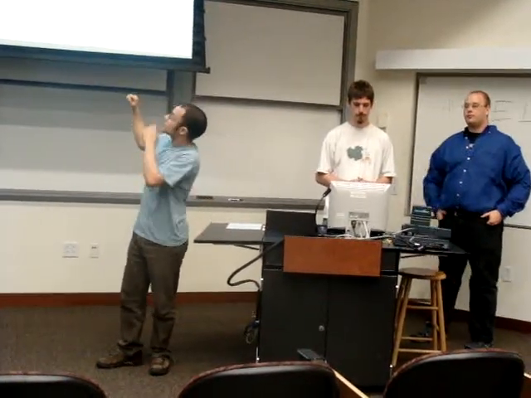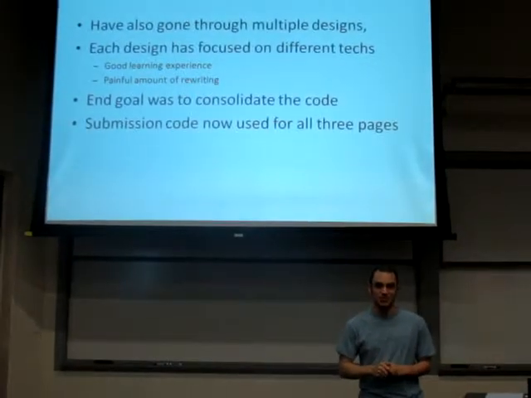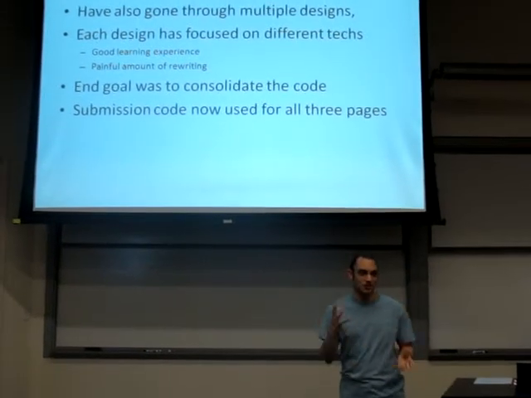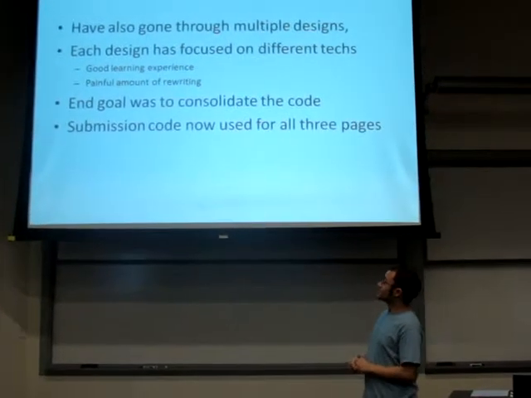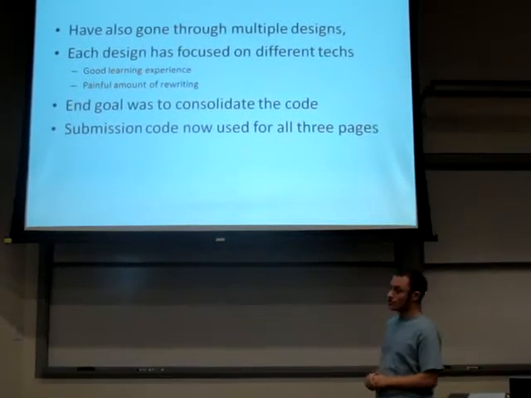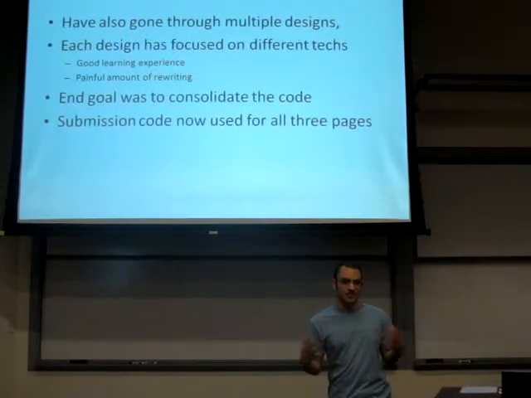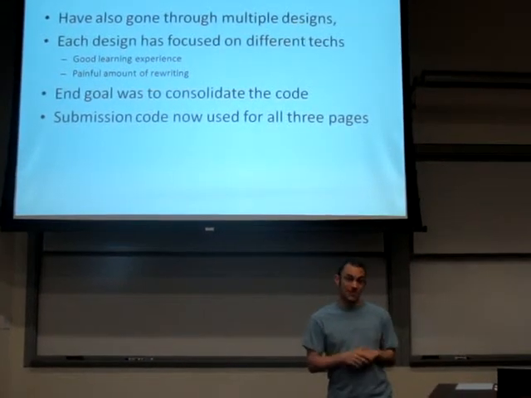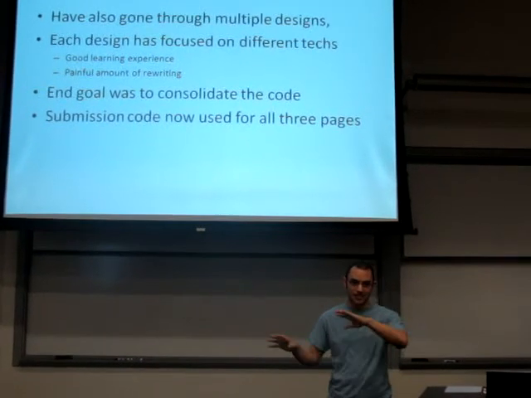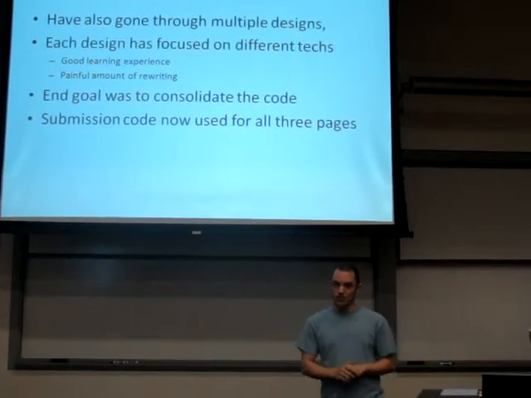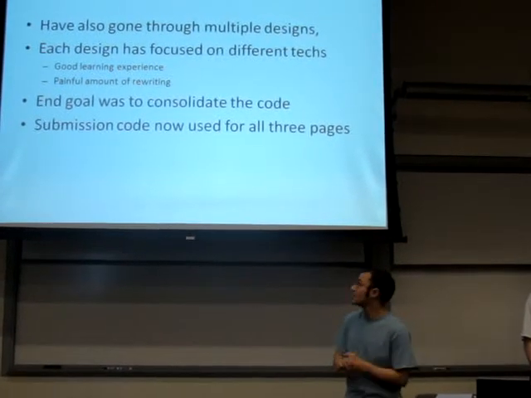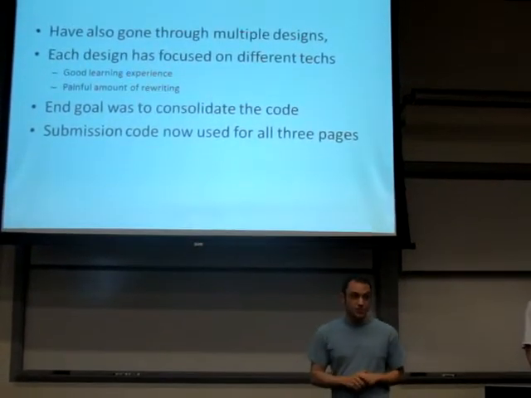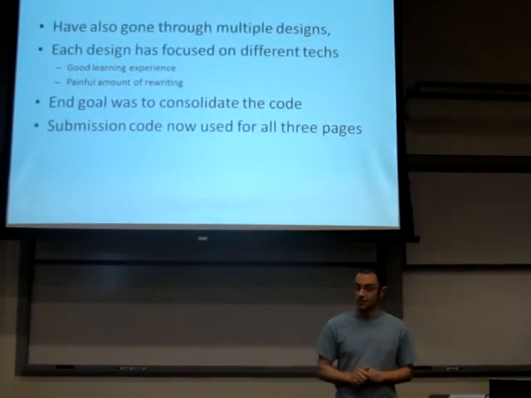Each design sort of focused on a different aspect of the code, which was a good learning experience, but a little painful to rewrite, trying to balance the PHP and the JavaScript and the HTML. It's been interesting. The end goal, of course, is to consolidate the code. There are so many fields that I figured it would be really unpleasant to maintain that across a few different pages. So trying to generate it dynamically so it would fit within different contexts was difficult. And now the submission code is all generated from one function.